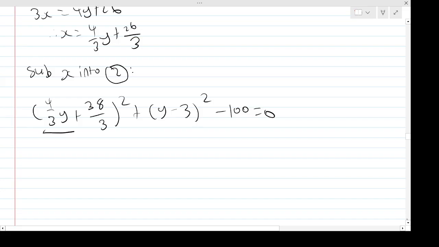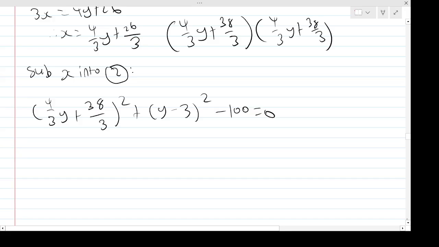So this one first, well, this one's quite awkward. What you could do to help yourself is literally write that first bracket, 4/3 y plus 38 over 3, aside somewhere on the page. And then you can expand it term by term if that makes it easier, because it can be quite easy to do a misstep in the algebra there. It's quite intricate algebra here.